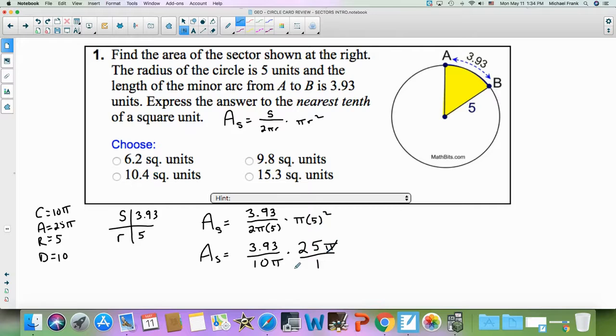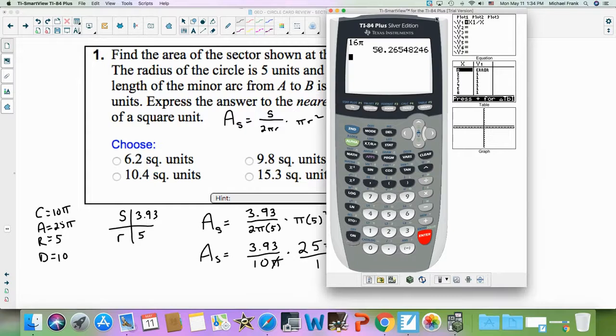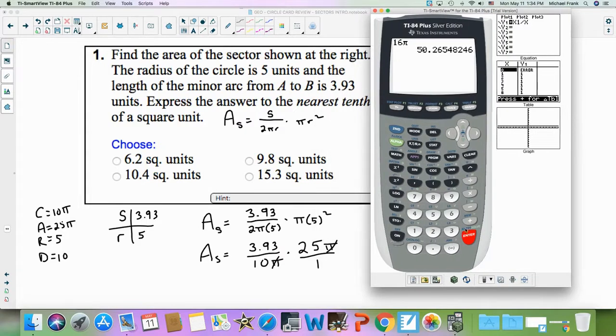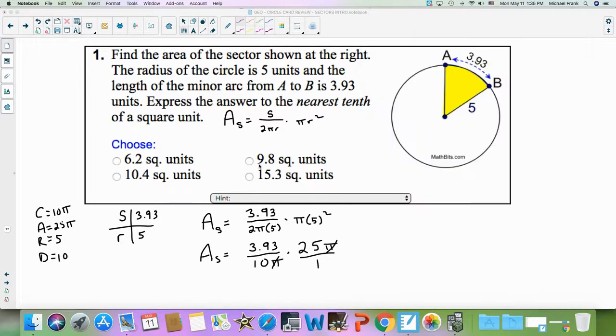Now, again, it's true that the pi's cancel out. And then in your calculator, you could just multiply 3.93. I'm going to go across times 25. And then I divide that by 10 on the bottom. And I get 9.8 as to the nearest tenth, which is right there as your answer. 9.825, but to the nearest tenth.